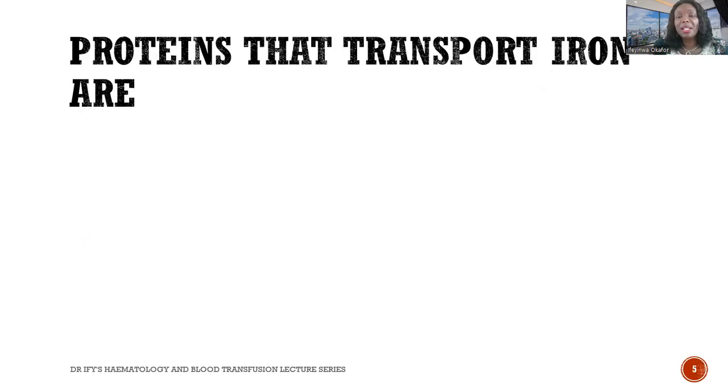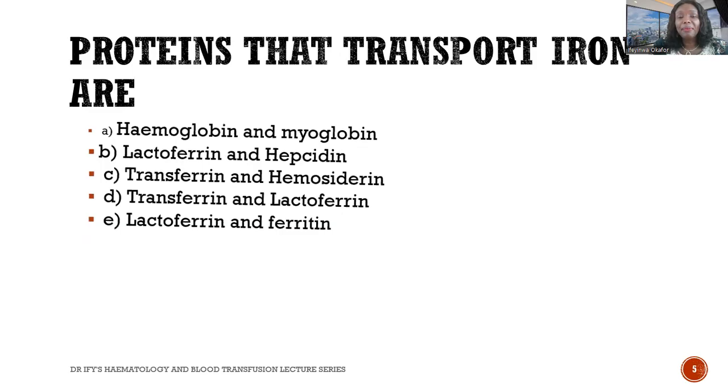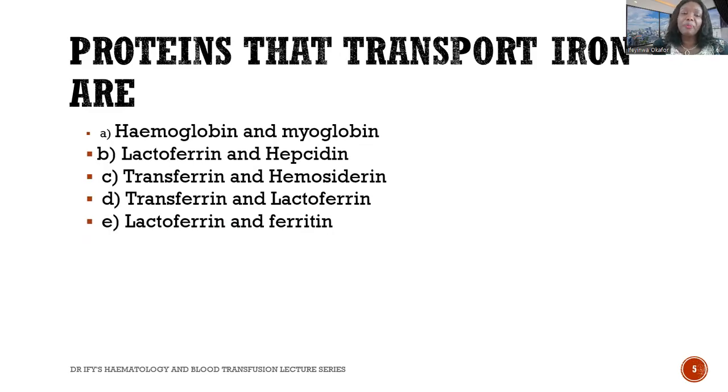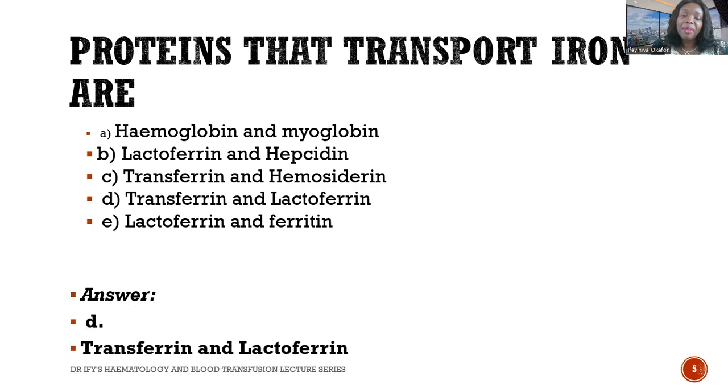Proteins that transport iron are hemoglobin and myoglobin, lactoferrin and hepcidin, transferrin and hemosiderin, transferrin and lactoferrin, lactoferrin and ferritin. Answer D, transferrin and lactoferrin. Transferrin is the protein that transports iron in the blood, while lactoferrin is the protein that transports iron in milk.